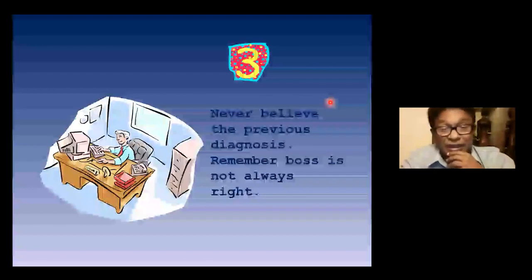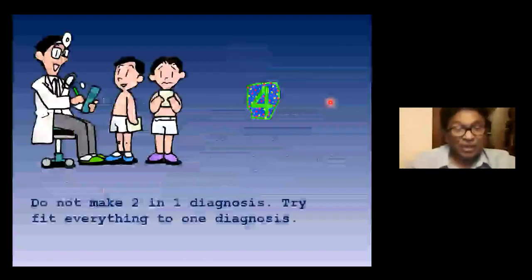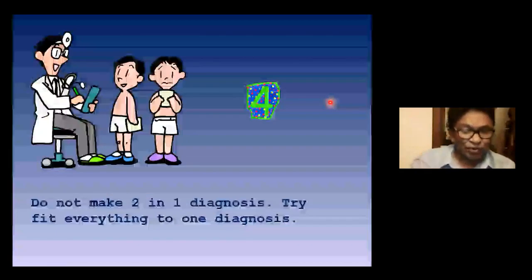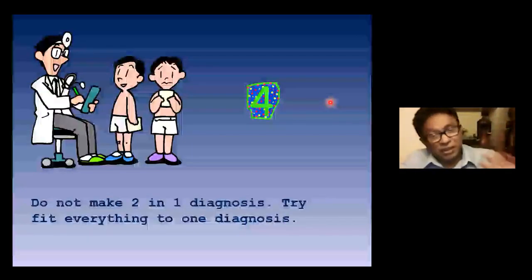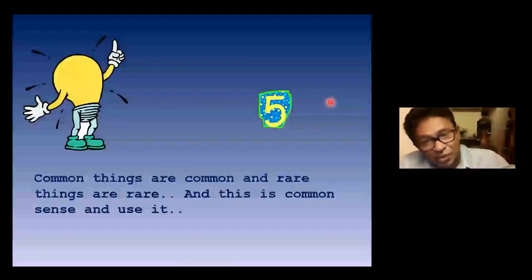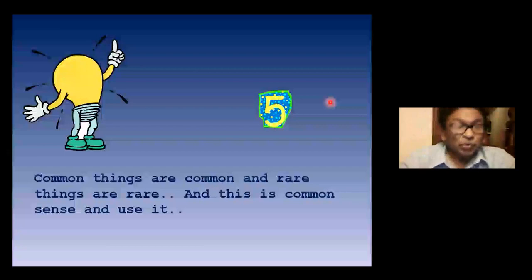And now the other important thing is, I have seen very often when they come with a diagnosis, there are 2-in-1 diagnosis cards: typhoid fever and gastroenteritis. If you have 2 diagnoses, very often probably it is one diagnosis with those 2 problems. So try to fit into one illness. I'm sure then you will be able to make that. So don't try to make 3-in-1, 2-in-1 diagnoses. And also the most basic concept is common things are common and rare things are rare. This is common sense, and use it all the time. So don't come with rare diagnoses.